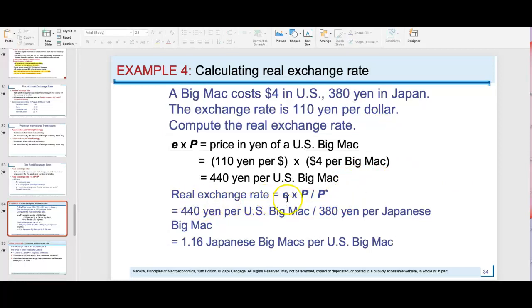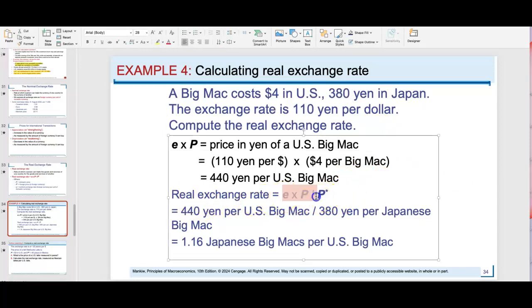The real exchange rate is given by the relationship between the two prices, right? The price in Japan and the price in the US. So now I can do 110 times 4 divided by 380, or I can do 440 yen divided by 380 yen. And it's 1.16 Japanese Big Macs for 1 US.